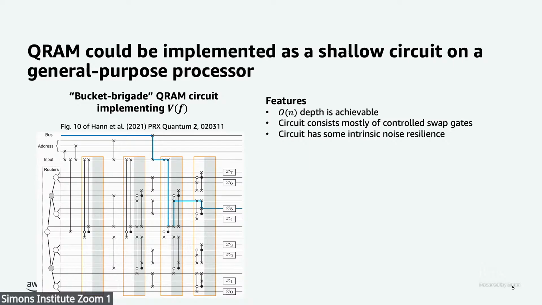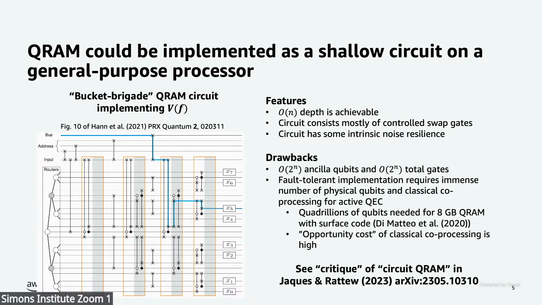Yeah, you have to go into that paper to look into that. But it has some big drawbacks as well. First and foremost, in order to achieve this really shallow depth, it requires a very large overhead of space. So you need order 2 to the n ancillary qubits. You need order 2 to the n total gates. A large number of gates have to be non-Clifford.